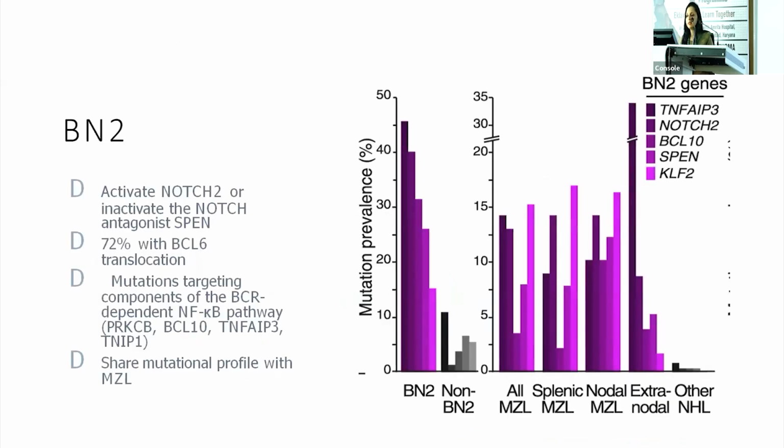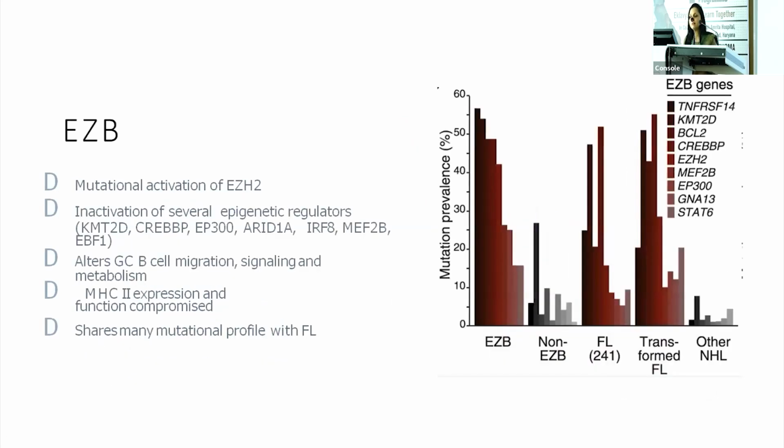Then the other group is BN2, where the NOTCH2 mutations are there. If you look at this figure, it has mutations which are similar to splenic marginal zone and nodal marginal zone lymphomas, so it is comparable to that. And 72% of them have BCL6 translocations. Then the EZB group, which has activation of EZH2 mutations and several epigenetic regulators. Again, they have a profile similar to follicular lymphomas. Here you can see the mutation profile is similar to them.